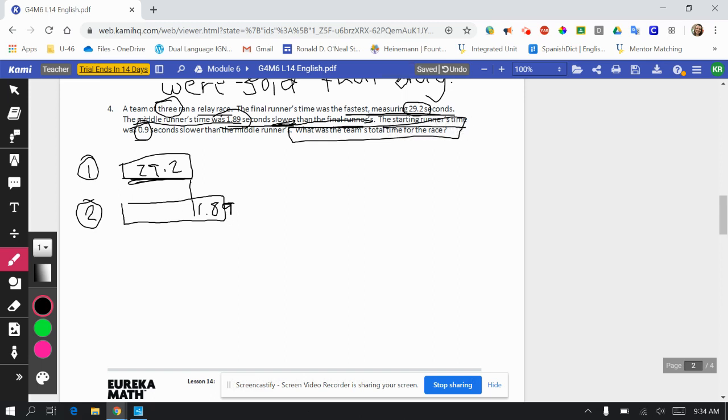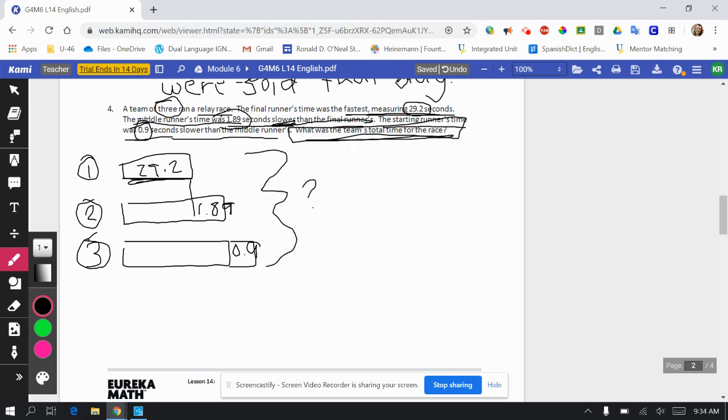The final runner, the starting runner's time was, so I'm going to mark a 3, 0.9 seconds slower than the middle runner. So now it's being compared to the middle runner. Is that going to be less than the middle runner or more than the middle runner? More, 0.9. Okay, when they're running slower, that means it takes them more time. So that's why we have to do this picture. What was the team's total time for the race? So here's my question. Okay, first let's find runner 2, which would be 29.2 plus 1.89.